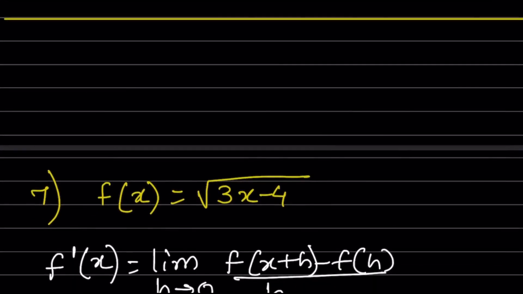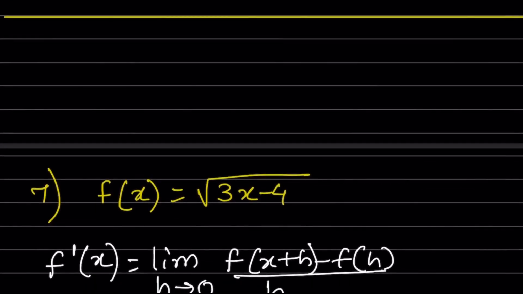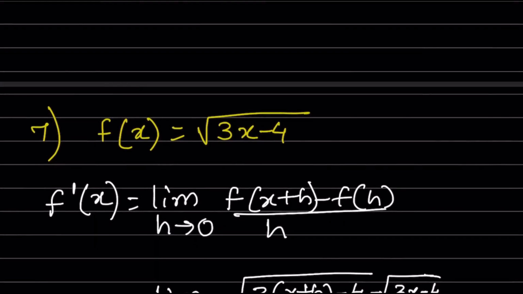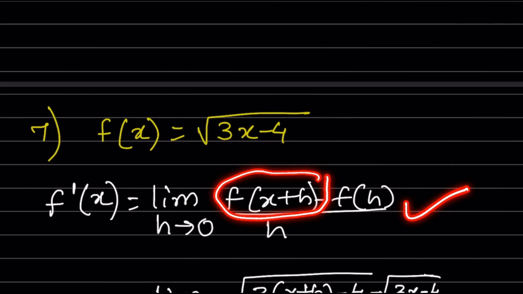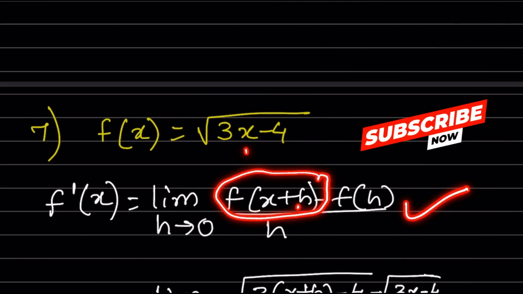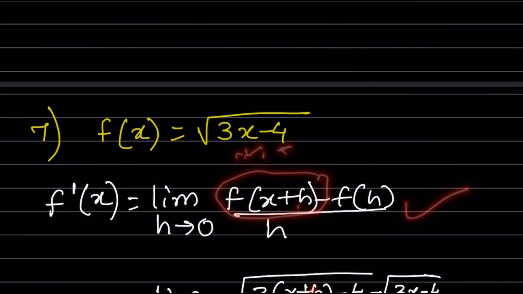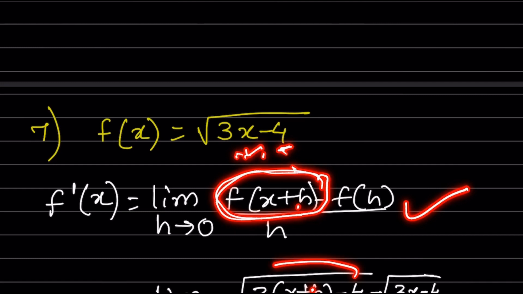So now let us see the next part, that is f of x when it is in a root. So this is the formula. You are going to write x plus h wherever you see x. So that should be in a root, that is root of 3(x plus h) minus 4. So this is the first part which is here.